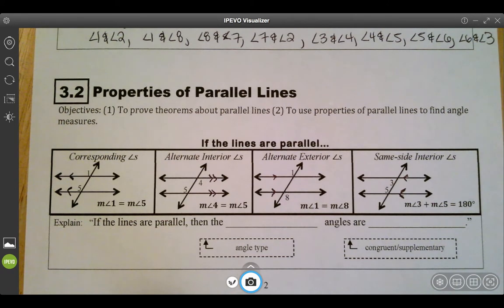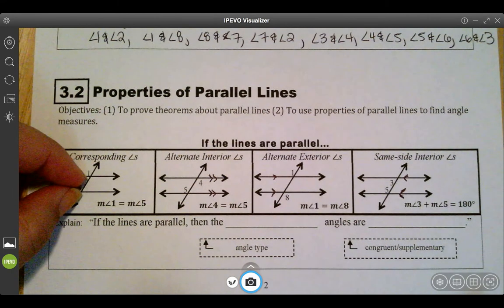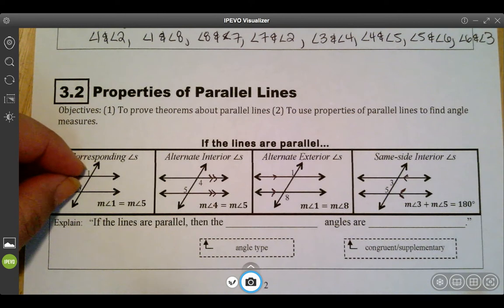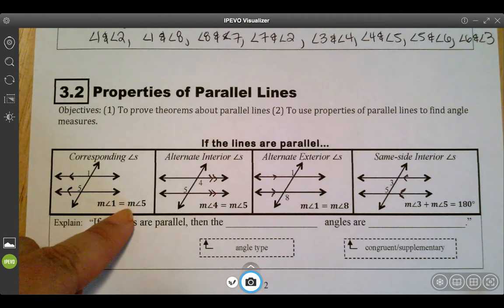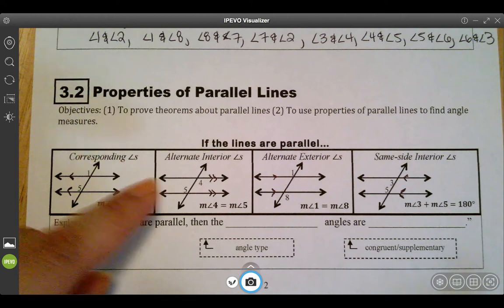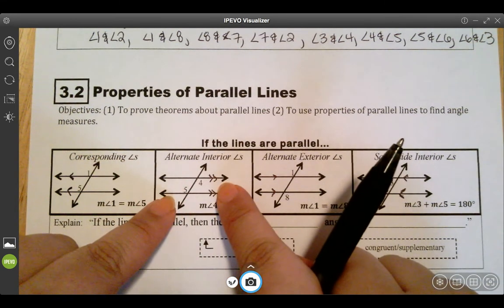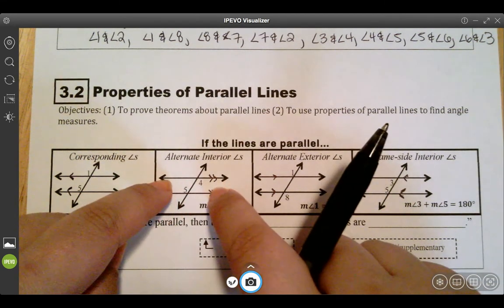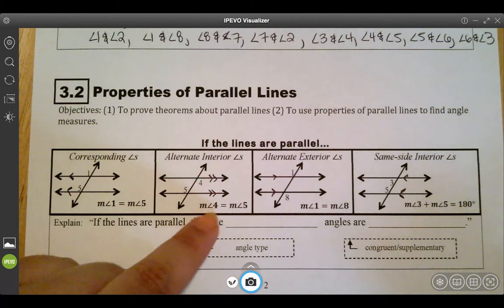Okay? So we're going to do some practice, and this is how we're going to fill in the diagrams. We're going to say, if lines are parallel, then what type of angles are given, and then if they're congruent or supplementary. So how do we know if they're congruent or supplementary? Well, corresponding angles, notice these are both up and to the left, corresponding angles are congruent. They have equal measurements. Alternate, opposite sides of the transversal, interior, so alternate interior angles are congruent.